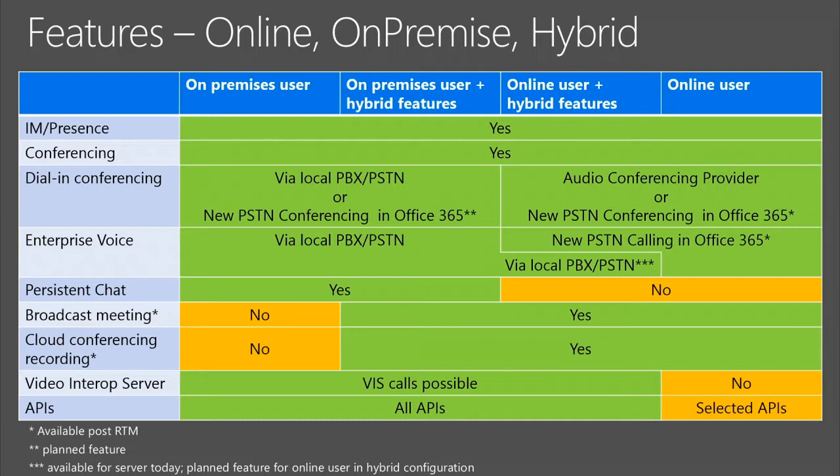Let me give you another example. Broadcast meetings. Broadcast meeting is a new feature that will enable large meetings with 10,000 or so participants that will run only in online. So the first iteration of that feature is going to show up in online first. That's an indication of how we're leveraging the cloud to iterate fast and bring value to you early.